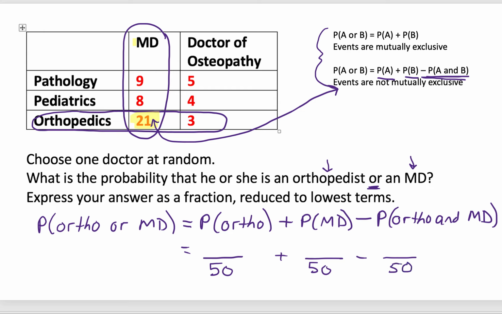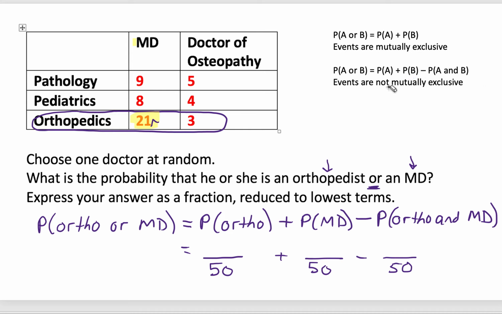Okay, so now all I have to do is go get the top number for each one. For the orthopedist, I'm going to look at that orthopedic row and add up everything in that row. So 21 plus 3 is going to give me 24. For the MD, I'm going to add up everything in the MD column. So 9 plus 8 plus 21, that's going to give me 38.